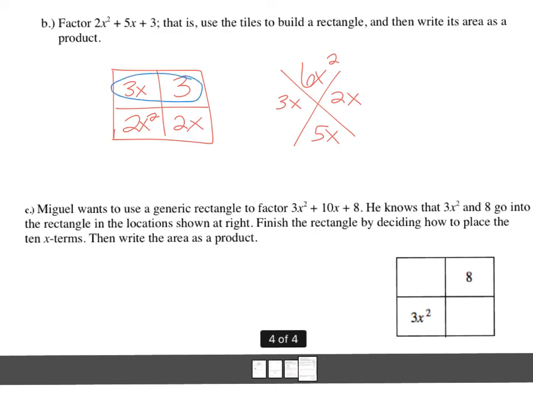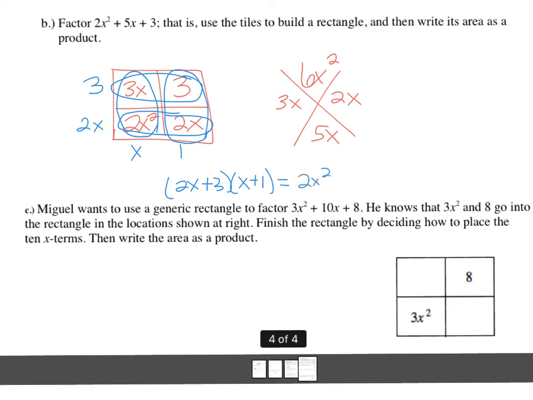So we fill those into the remaining slots in the generic rectangle, and then we start factoring. 3x and 3 are both divisible by 3. 2x squared and 2x are both divisible by 2x. 3x and 2x squared are both divisible by x. 2x and 3 are both divisible by 1. So our factored form is 2x plus 3 times x plus 1 equals 2x squared plus 5x plus 3.